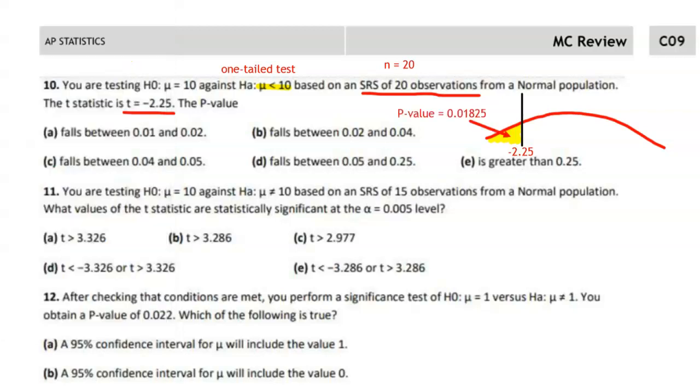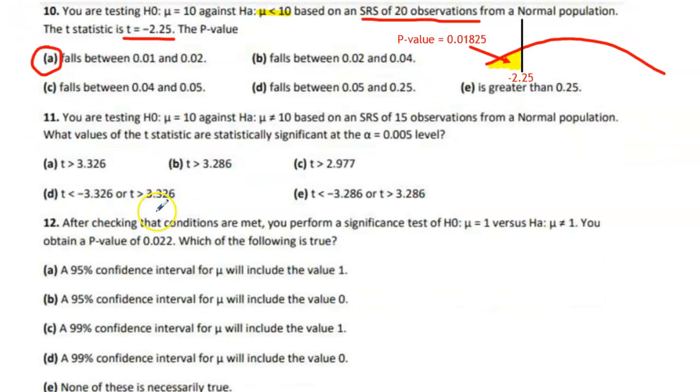0.01825. And now the question becomes quite simple. This value is between 0.01 and 0.02, so there is our correct answer. Moving on to question number 11, we're doing another t-statistic question here.